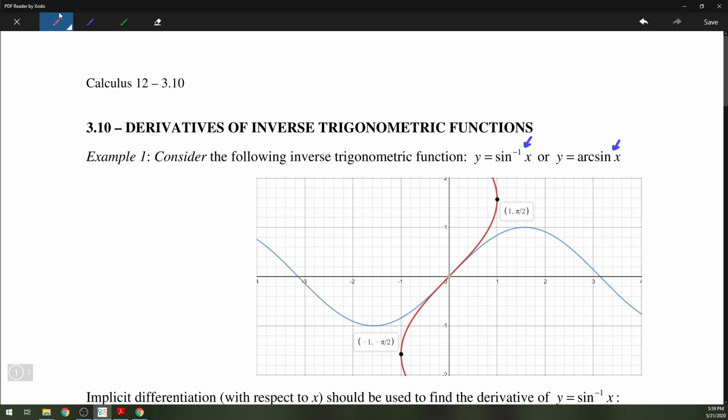So, if we write y equals arc sine of x, or just have the word spelled out, what we are saying is that sine y is equal to x, and that y is between negative pi over 2 and pi over 2.